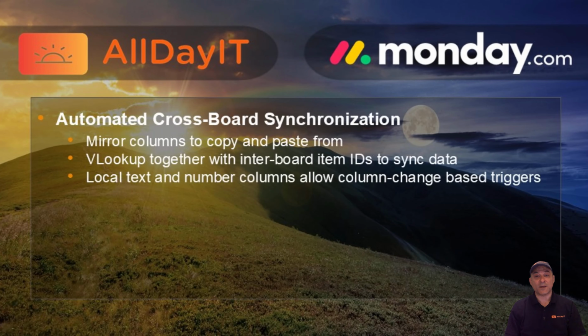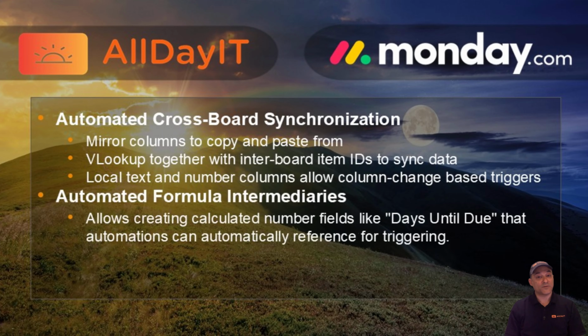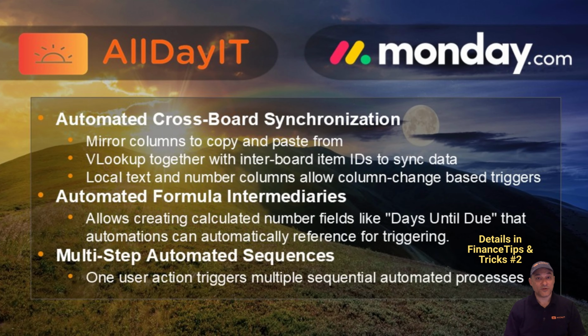Using mirror columns to copy and paste from, and VLOOKUP with item IDs to keep related data synchronized, local text and number columns allow for automation compatibility when mirror columns themselves can't trigger automations. Number 2, automated formula intermediaries. Creating calculated number fields like days until due that automations can automatically reference for triggering. And number 3, multi-step automated sequences, where one user action triggers multiple sequential automated processes.